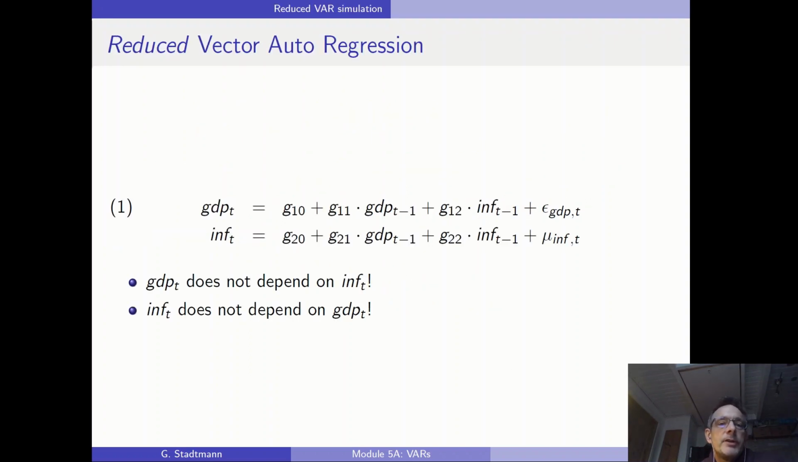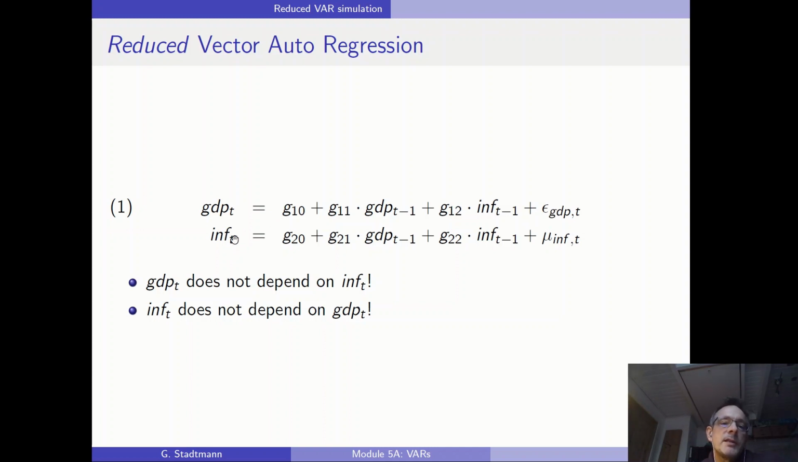So how does a reduced VAR look like? In equation 1, we have GDP on the left-hand side of the equation. So this is the growth rate of GDP. And then on the right-hand side, there is an intercept, and also the lagged growth rate of GDP plays a role, as well as a lagged inflation rate. Furthermore, the whole process is disturbed by an error term, this epsilon, which is related to the GDP equation.